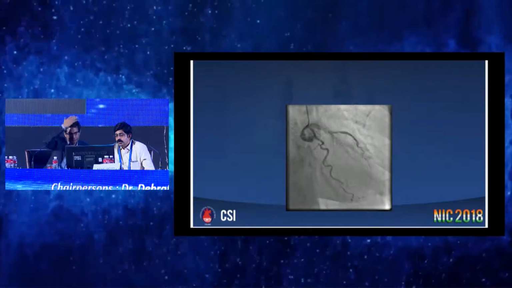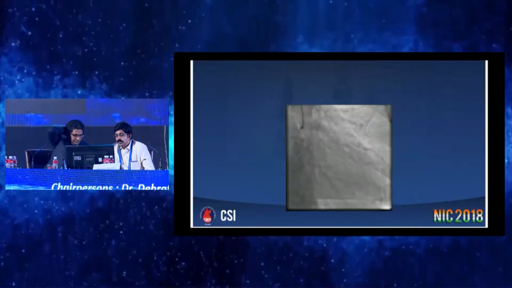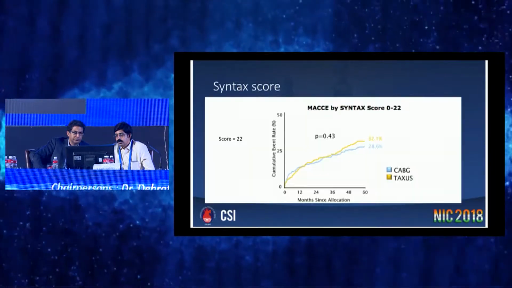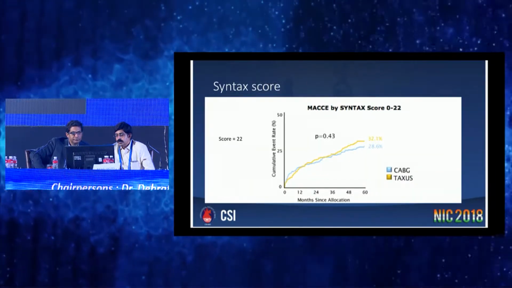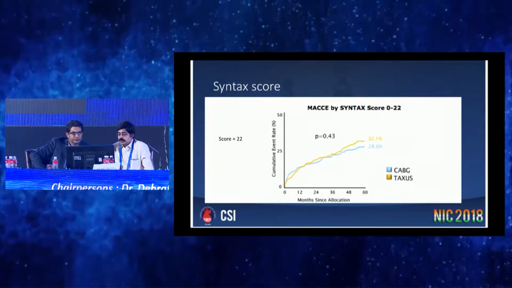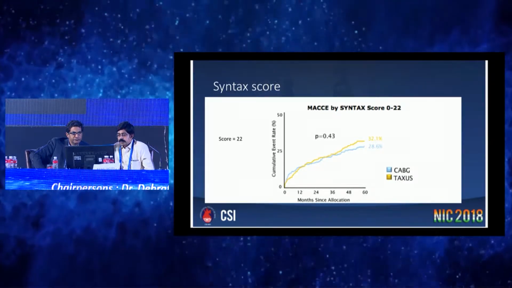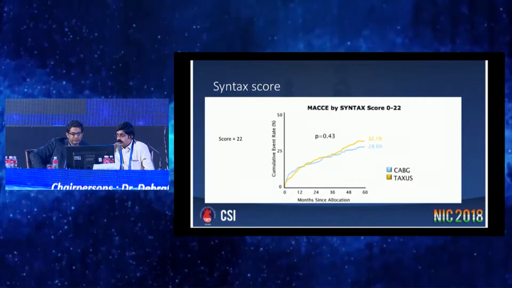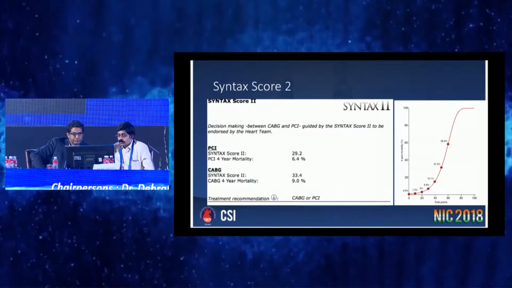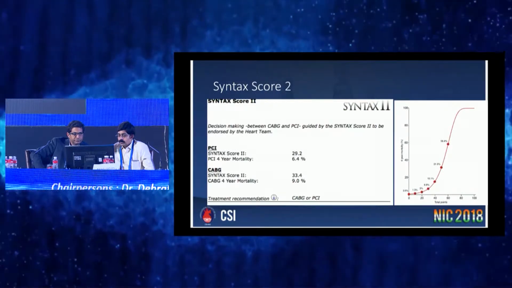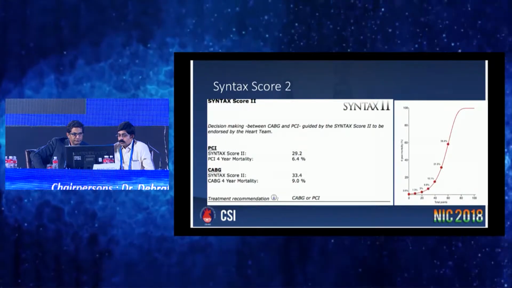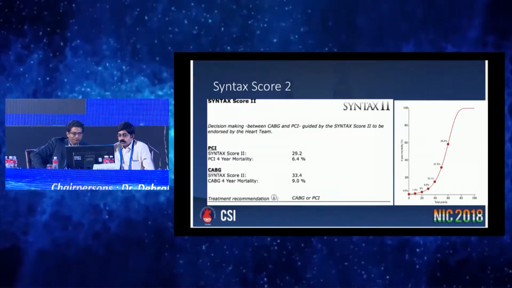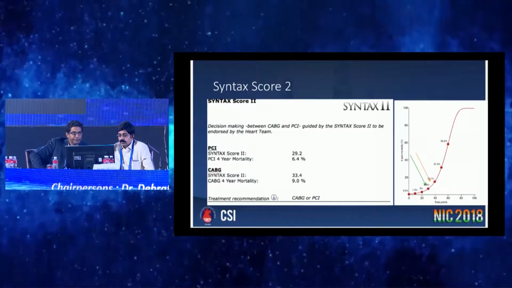And then we have a circumflex lesion, which is quite eccentric, only visible on the cranial views. Otherwise, on a caudal view, the OM looks absolutely normal, but there is a tight eccentric lesion there. Now, the SYNTAX score for this patient is 22, which means he is a good candidate for both bypass surgery and revascularization. And the SYNTAX 2 score is 29.